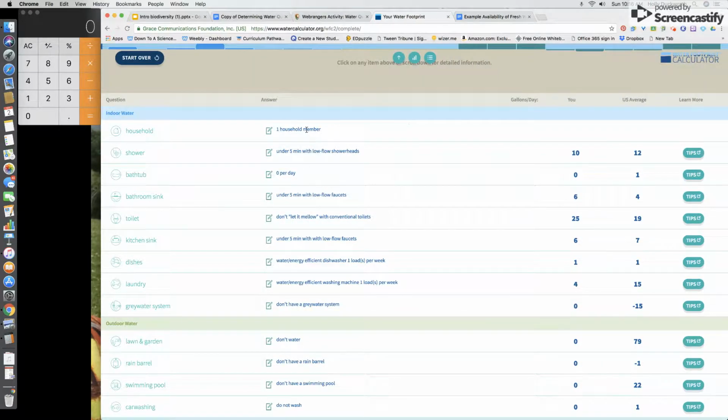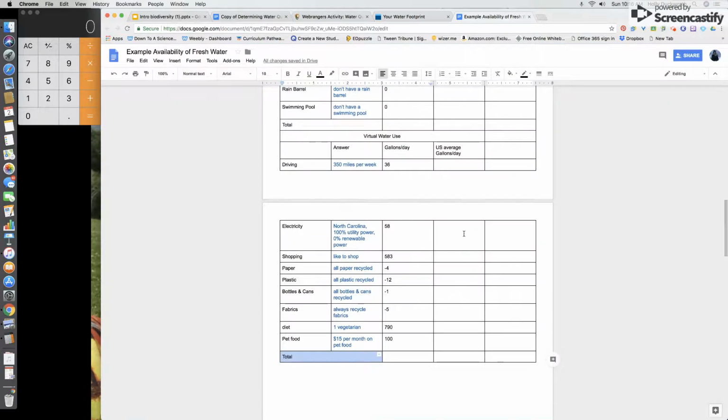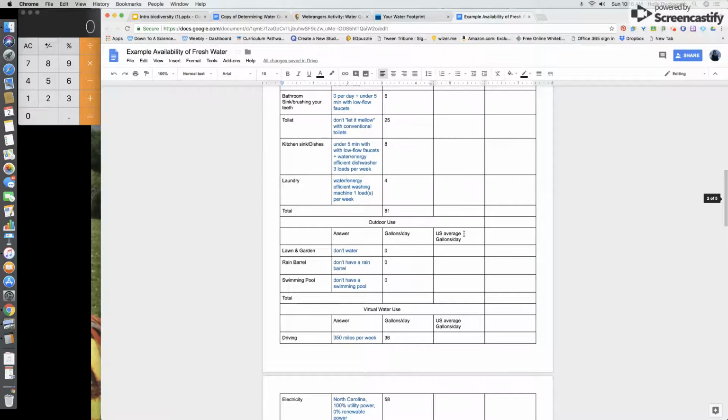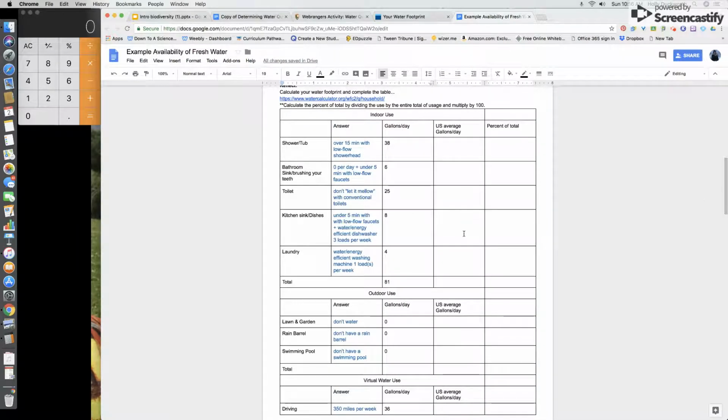Okay, so once you have taken all of your answers and collected the data in regards to those answers and put them onto the table, then you're ready to determine your percentages in order to complete your water footprint. So the first thing that you have to do is figure out the piece of the whole. So in other words, I want to know how much of this, compared to all my numbers, is my water use for indoor use.